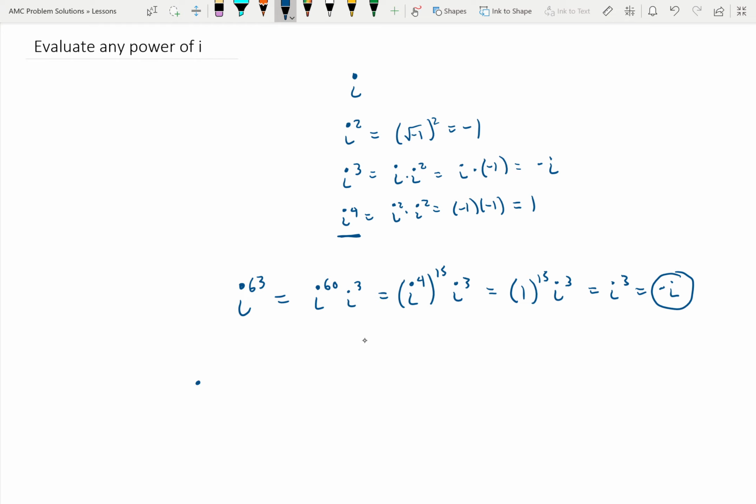If we try another problem, like i to the 121, again I think of a number equal to or less than 121 that 4 goes into. So I know 4 goes into 120. I'm going to separate this into i to the 120th times i. Then again, it's going to be i to the fourth to the 30th, since 4 times 30 is 120, times i. So 1 to the 30th is just 1. So we're left with just i.